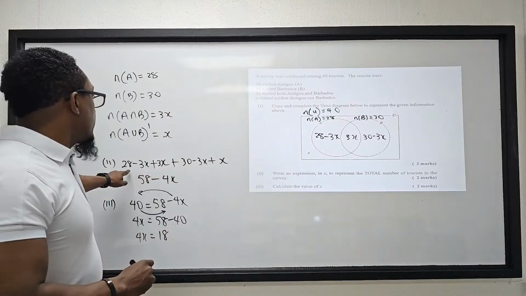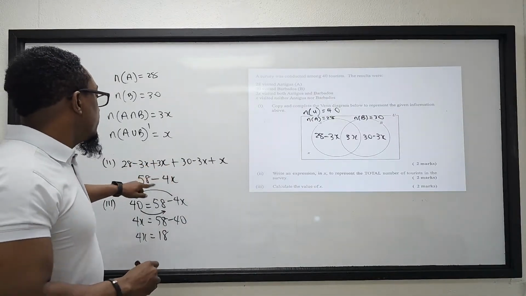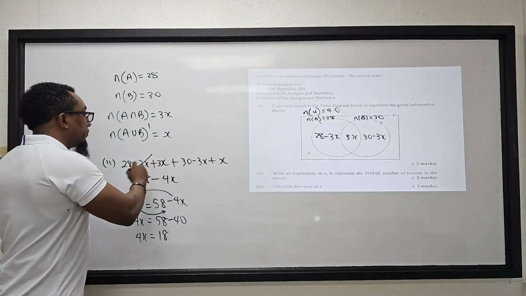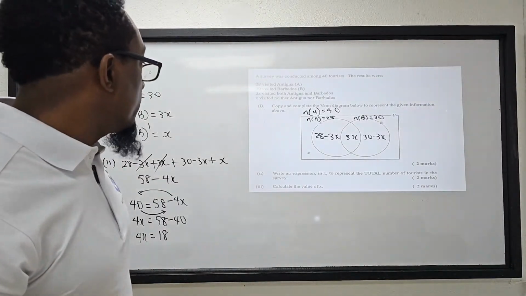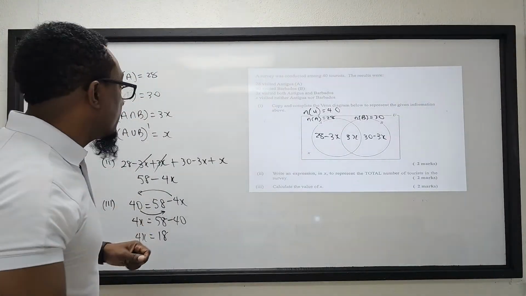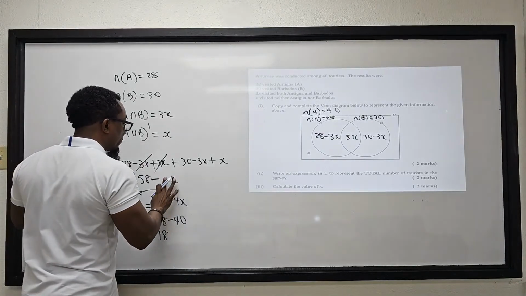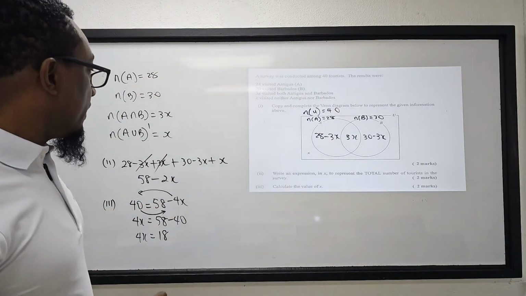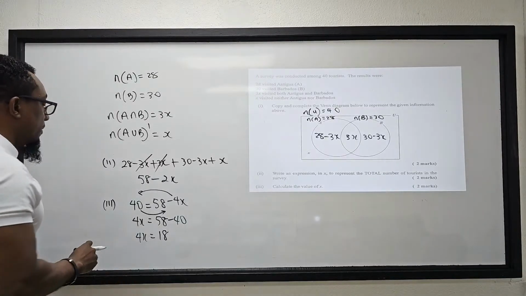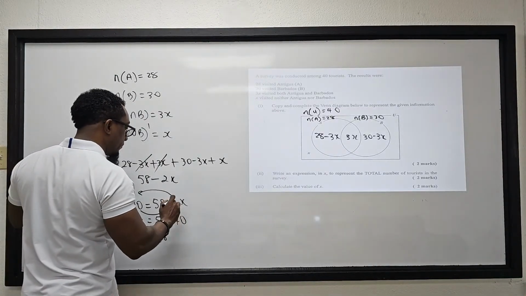So that will be 28 plus 30 is 58. So negative 3x plus 3x is 0. And negative 3x plus 2x will be, plus x, sorry, will give us negative 2x. So we're going to get 40 is equal to 58, subtract 2x.